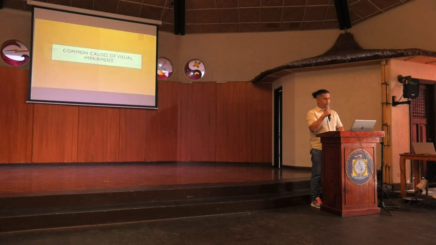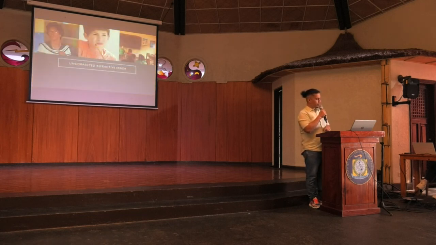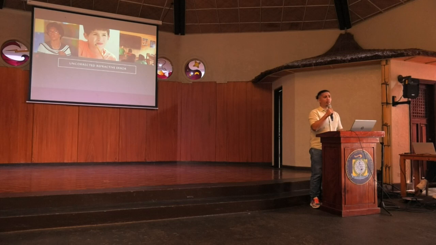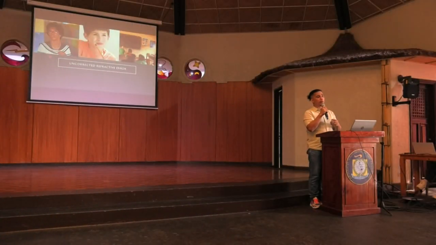ating student. Now let's go over the common causes of visual impairment. What are the possible conditions that might lead to visual impairment and in some cases even blindness? So first we have uncorrected refractive error. Ibig sabihin po yung hindi na nakapagsalamin, possible magulat, possible na magkaroon ng permanent visual impairment.